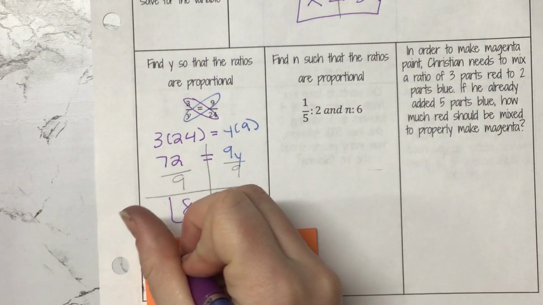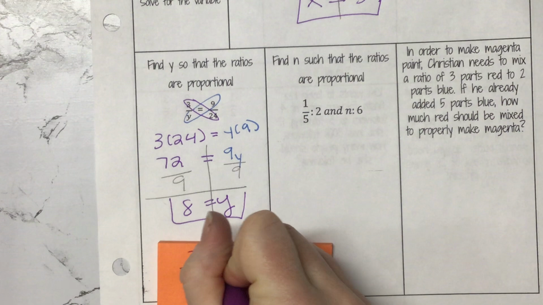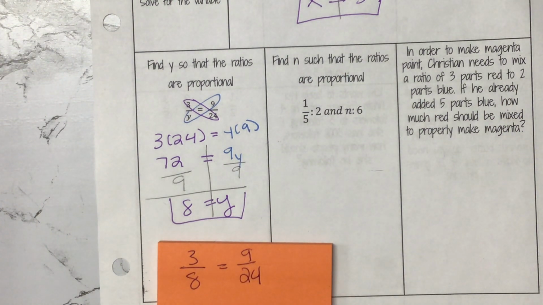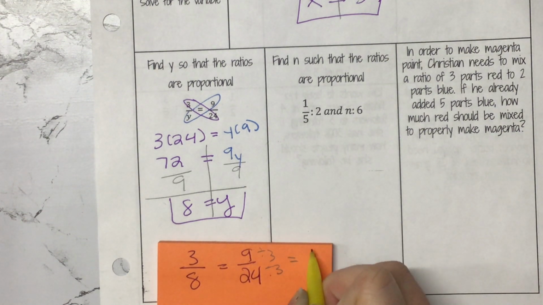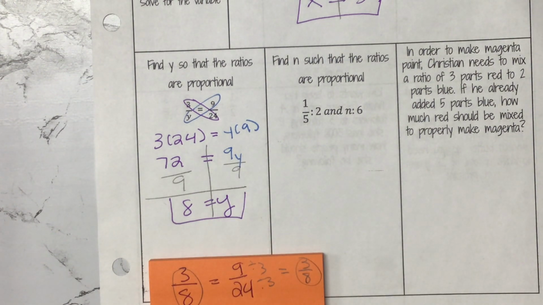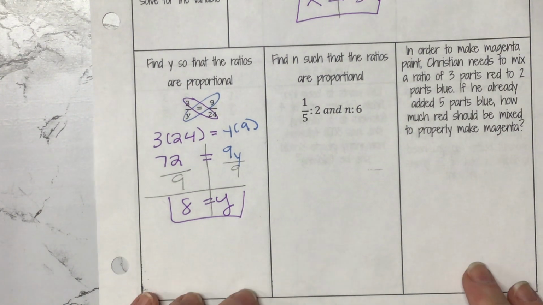Instead of y, I'm going to put 8. If I reduce this ratio, I can divide both by 3. I should get 3 over 8. So those are proportional. It even works with fractions and decimals.